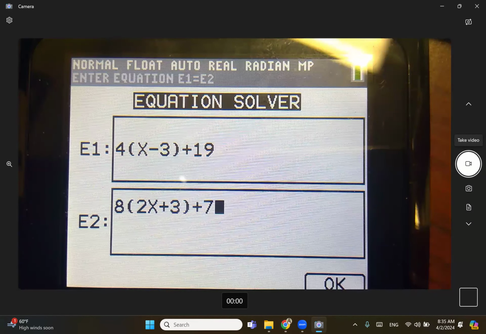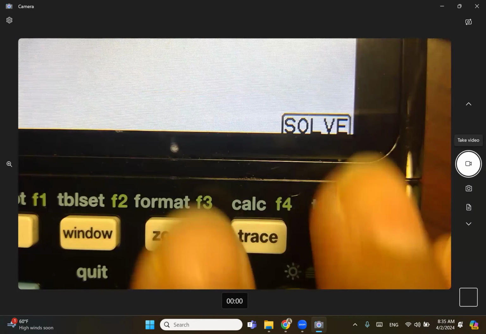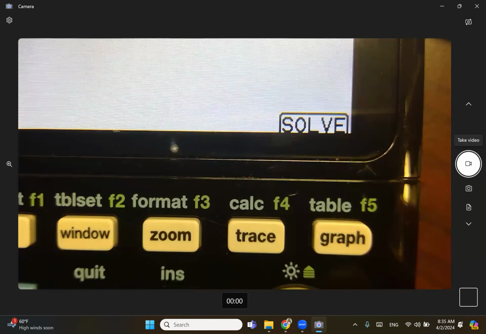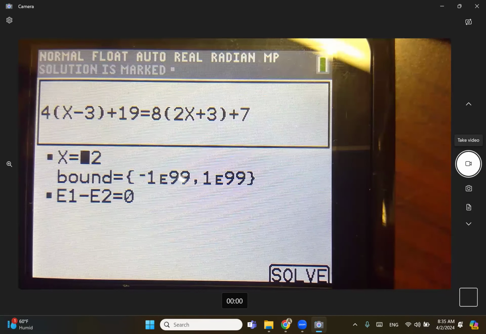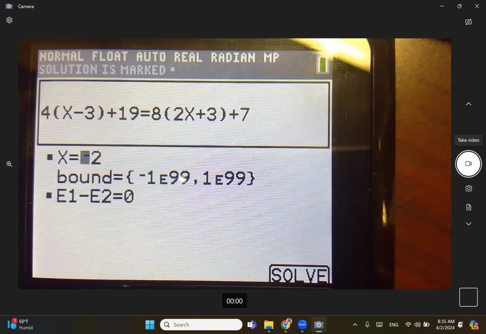Now, obviously, these calculators aren't touchscreen, so I can't press OK. So what you're going to have to do is use the graph button to press OK. You're going to press OK, and then it turns into the word solve. Press the graph button again. You have to press it at least twice. If you press it 3 times, the answer won't change, but that is the answer, x equals -2. Press it at least twice, okay? So x equals -2.